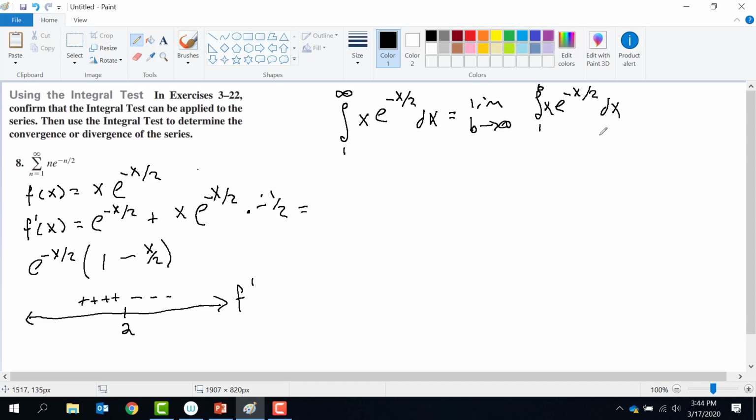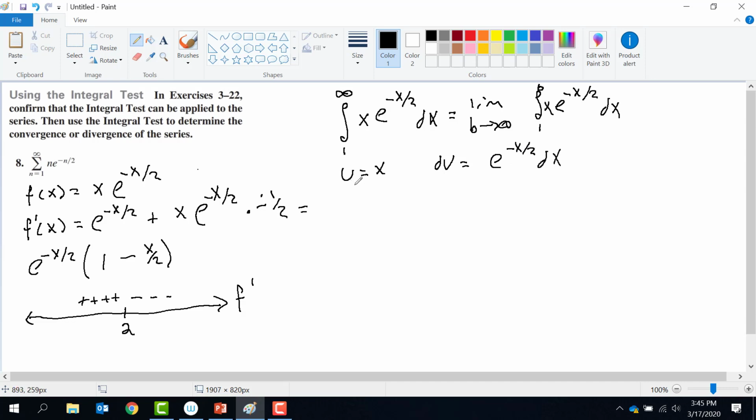Now, to find an antiderivative for this, first thing you might think is u sub, but the inside function is here, and the derivative of this is negative 1/2, and we've got this extra x here, so that's not going to work. So what we have here is a product, and since we can't do this with a u sub, we're going to have to use integration by parts, right? And again, it should make sense that u should equal x, and dv should equal e to the negative x over 2 dx.